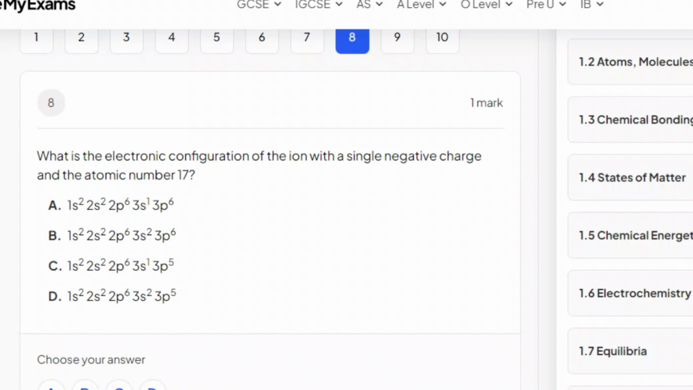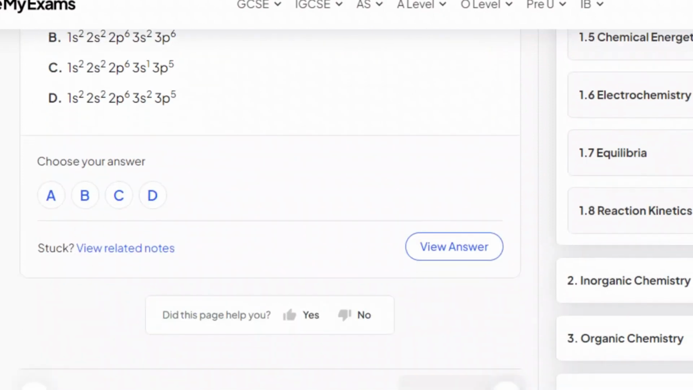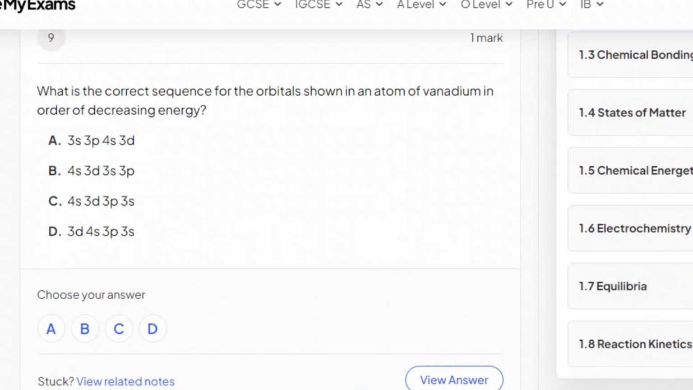So now, what is the electronic configuration of the ion with a single negative charge and the atomic number of 17? That would be chlorine, except because it's got a negative charge, it's going to have an additional electron. So it's got the electronic configuration of argon. So let's go over number 1. 1s2, 2s2, that's 4, 2p6 is 10, 11, 17, no. B is the answer.